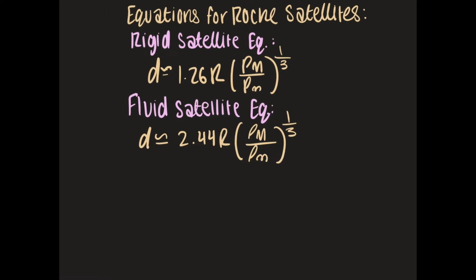So we can see that the constants that we are multiplying our equations by, 1.26 for the rigid satellite and 2.44 for the fluid satellite, are different, with the fluid's value being twice as large, and this means that the fluid satellite is twice as far away as the rigid satellite when compared to the Roche limit, because it is less able to support itself against a strong gravitational force where it would just break apart.